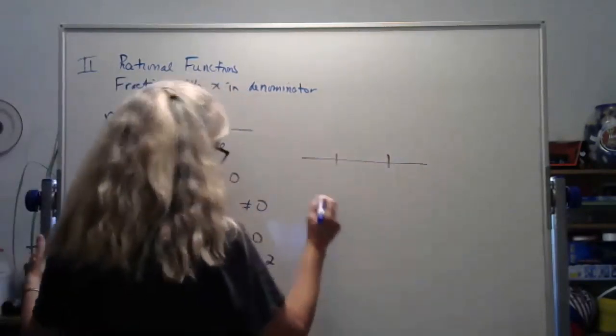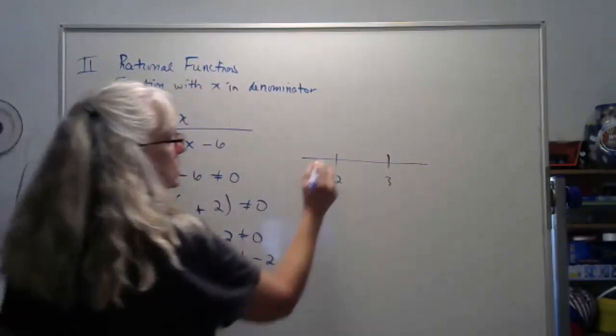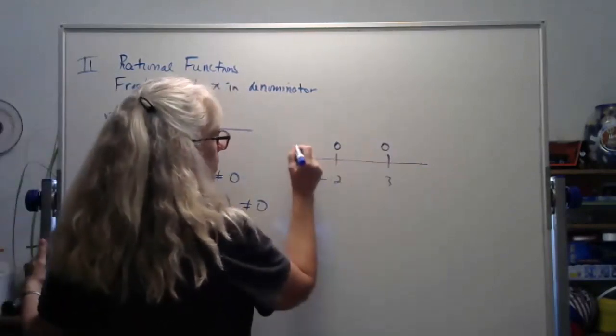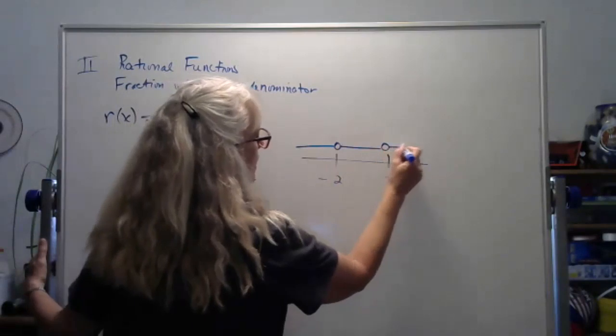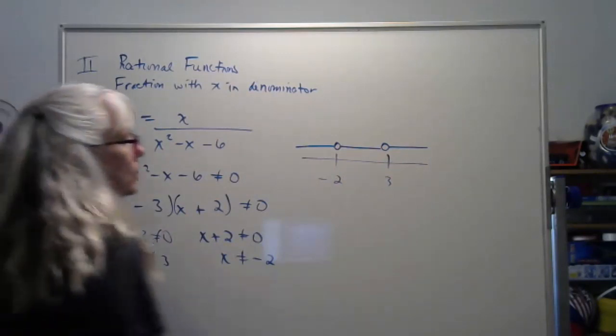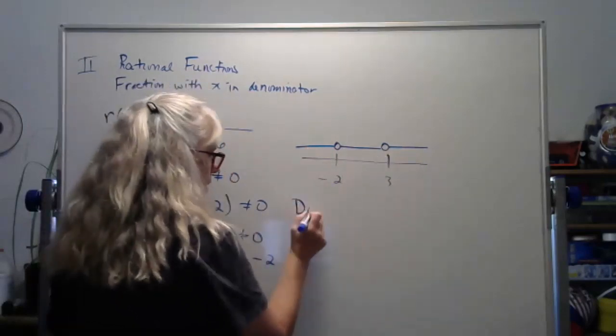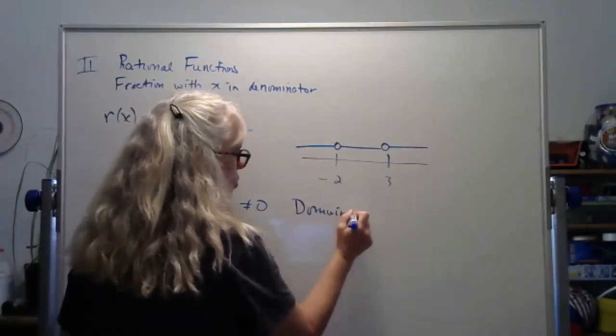Now over here, we're going to have our -2. We'll have our 3. We know we cannot use them, so they're going to be open circles. And we can use everything else. So the whole rest of the number line can get used except that -2 and except that 3. So because the graph now is made up of 3 pieces, my domain is going to have a piece that matches each one of those pieces.